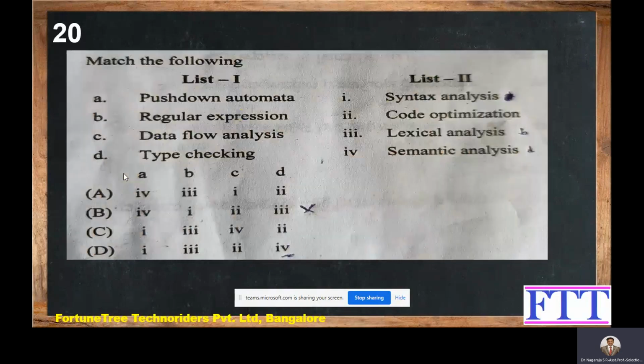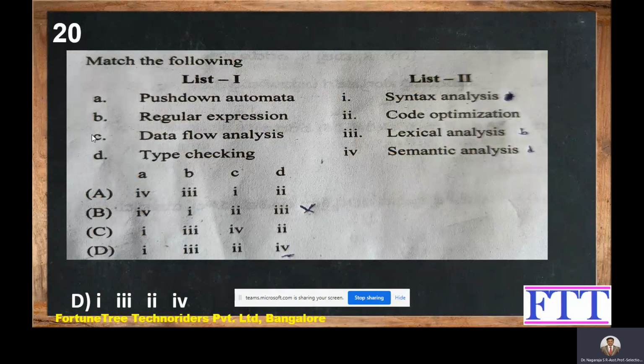So 20th question. Match the following. Here also, in list one, pushdown automata, regular expression, data flow analysis, type checking they given. Here syntax analysis, code optimization, lexical analysis and semantic analysis they given. And with respect to that, they given 4 options. In this, D is the right answer. You can check type checking: type checking is always related to semantic analysis. All others are matched. So option D is the right answer.